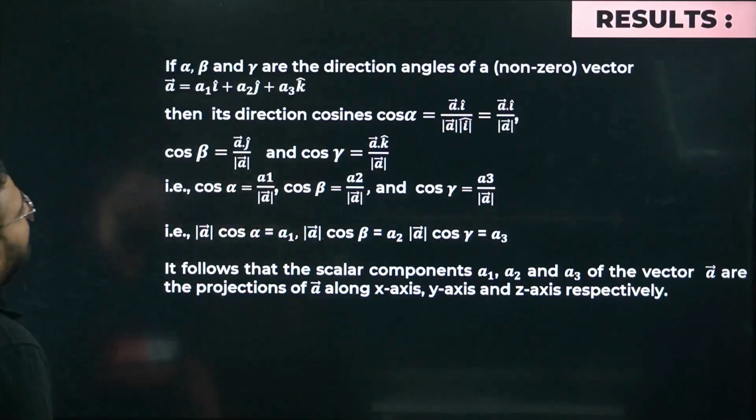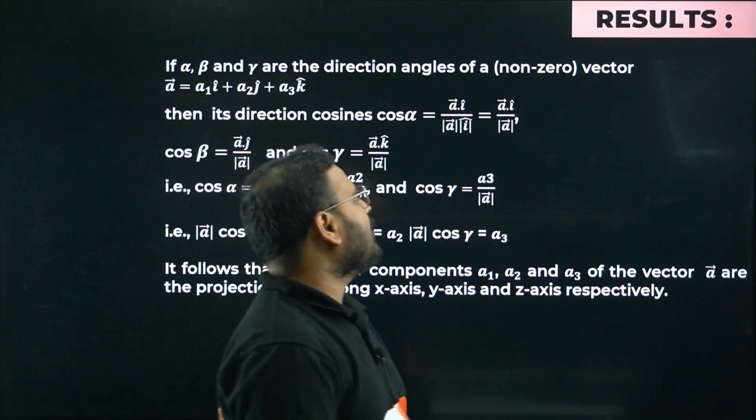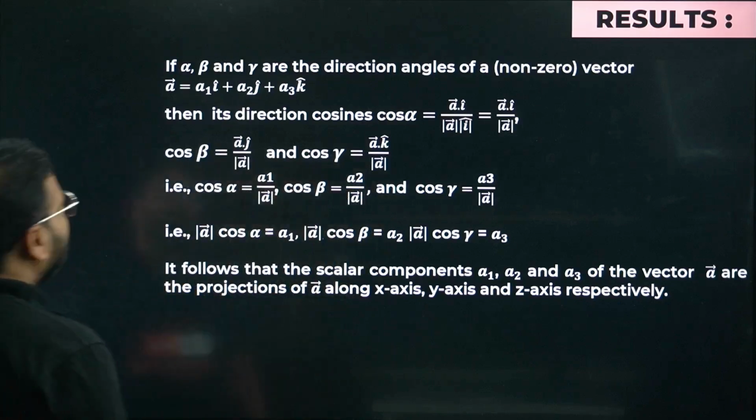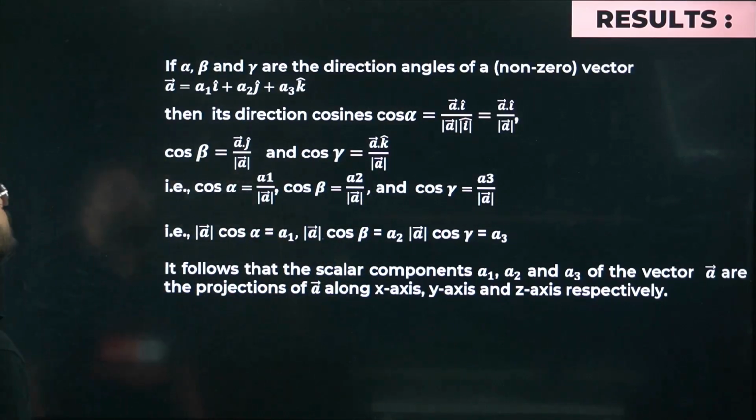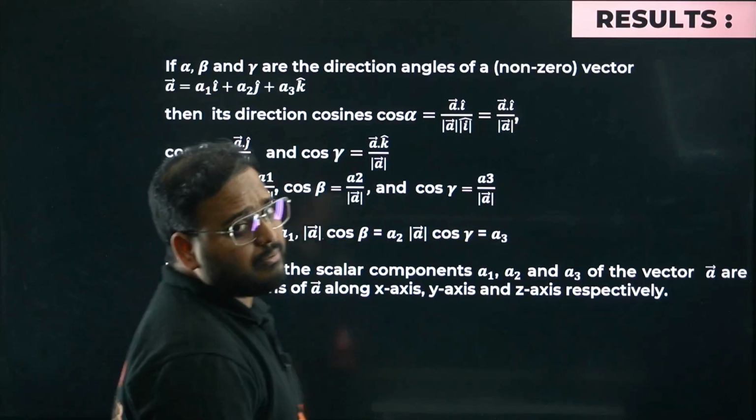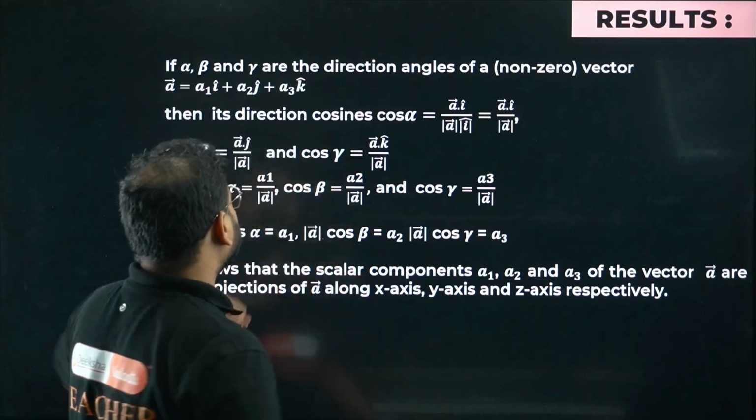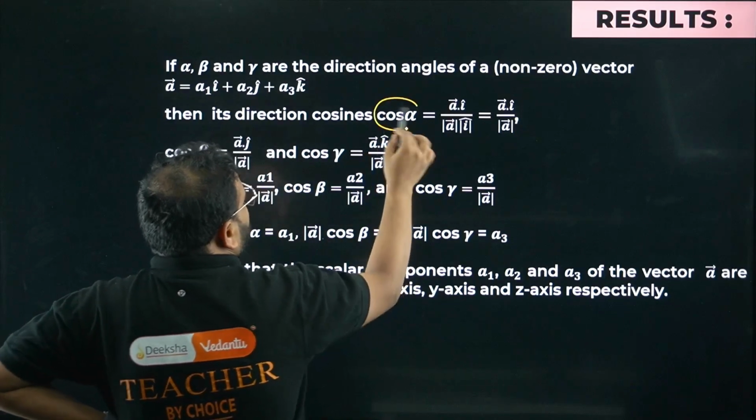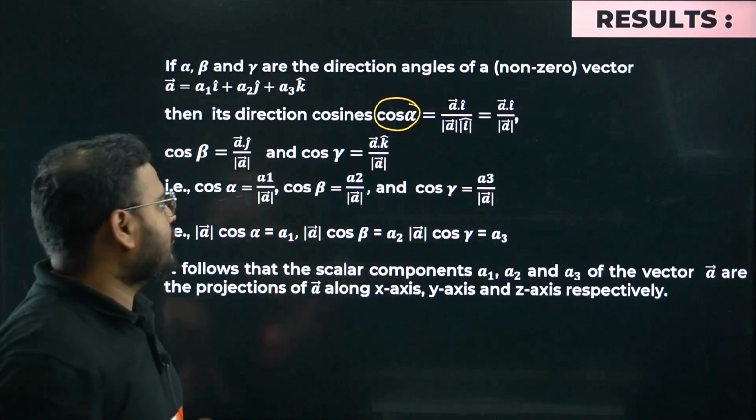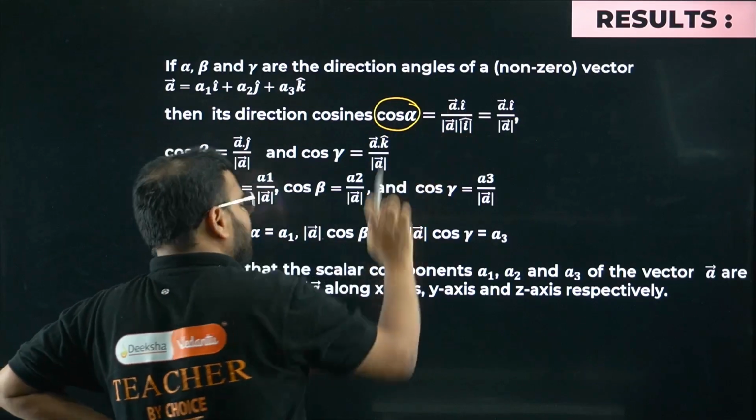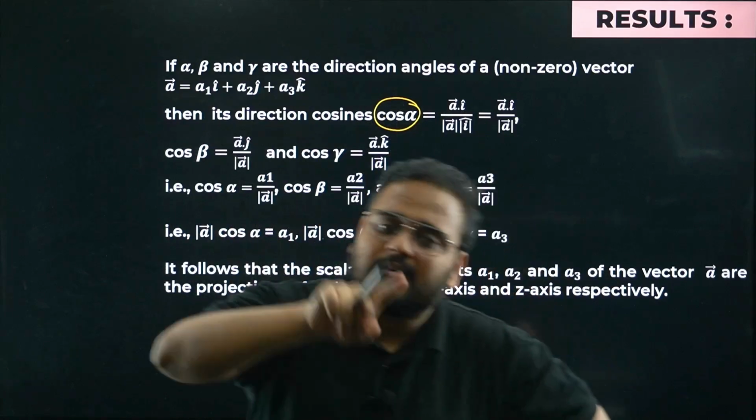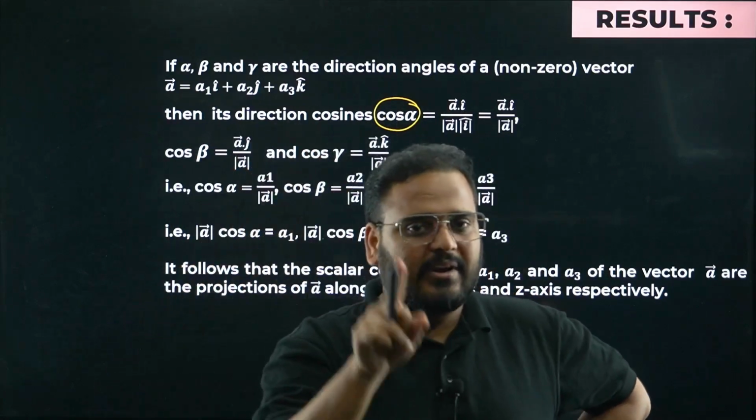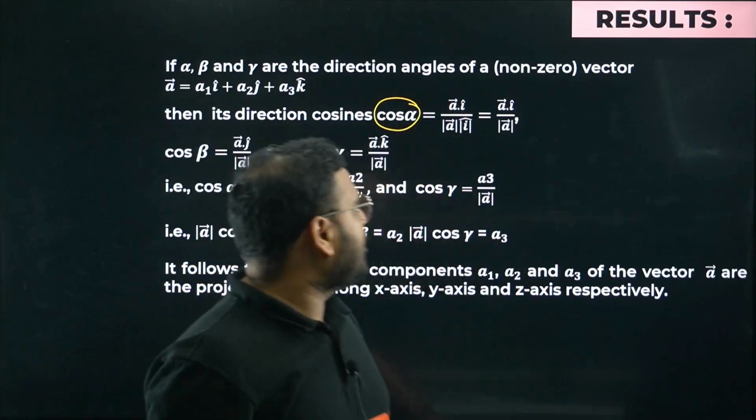If alpha, beta, gamma are the direction angles of a non-zero vector A given as A1 I cap, A2 J cap and A3 K cap, then to find cosine of alpha, basically your L value, what you're going to do is A dot with I. Why with I? Because cos alpha represents your direction angle for x component, basically for x axis. That's why dot with I.